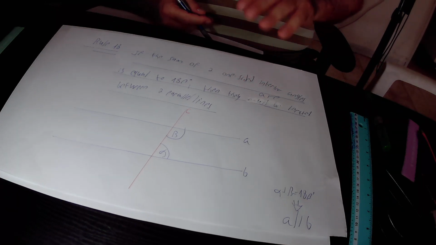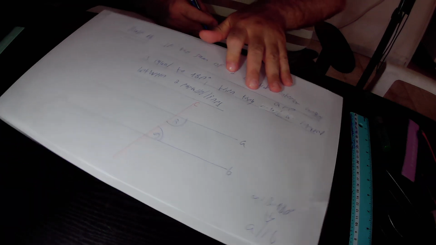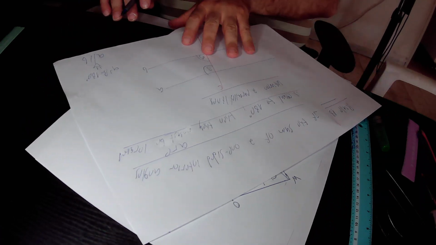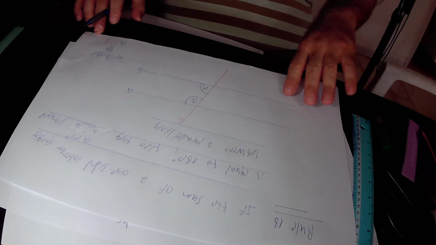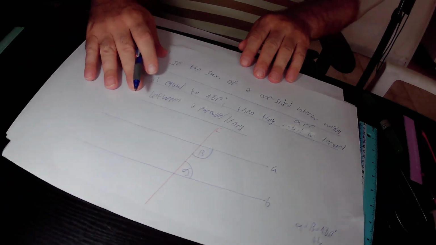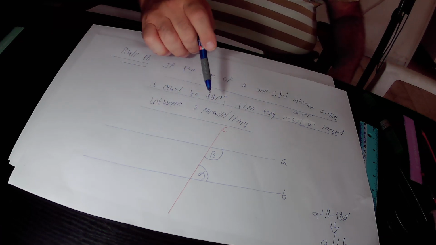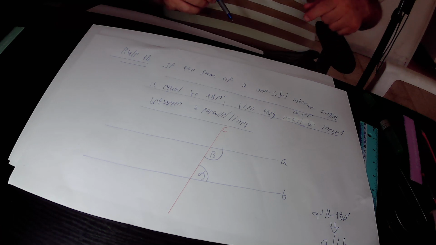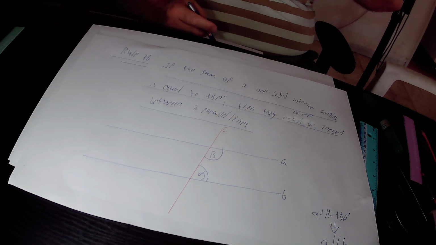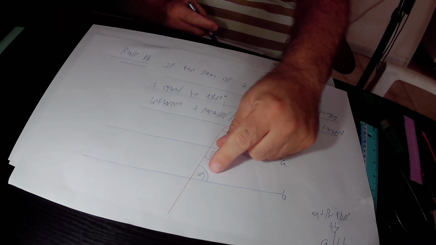According to rule 18, if the sum of two one-sided interangles is equal to 180 degrees, then they are located between two parallel lines. So in the drawing, we have line A and line B. This is line C that intersects with those two lines A and B at those two points. In addition, we have those two angles, alpha and beta.